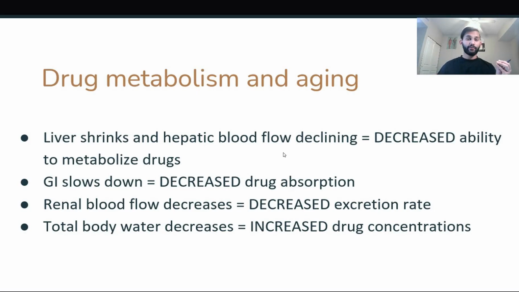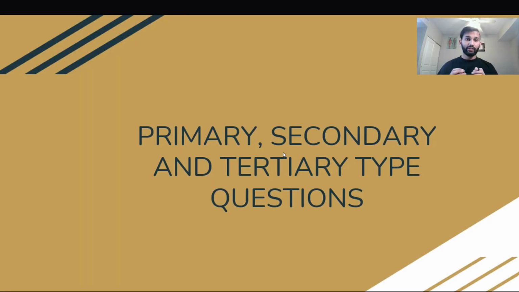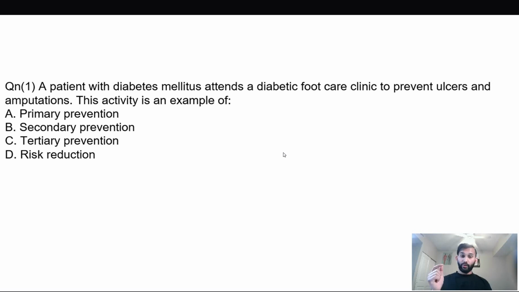Now let's practice some questions from this chapter. For sure you'll have a question about primary, secondary, and tertiary methods of prevention, and how to select and differentiate those three categories. But before we go any further, we have question number 1, where a patient with diabetes mellitus attends a diabetic foot care clinic to prevent ulcer and amputation. This activity is an example of what?